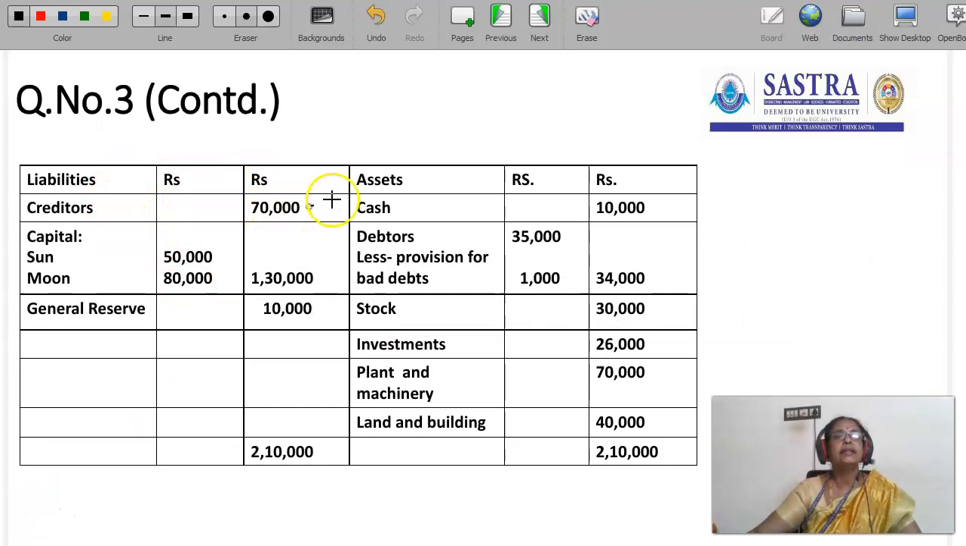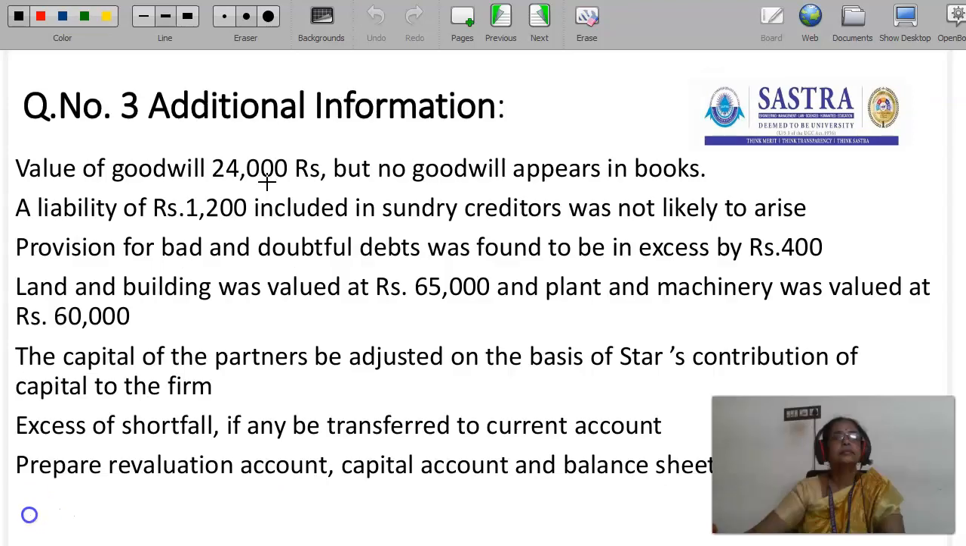Liabilities: creditors 70,000, capital Sun 50,000, Moon 80,000, total 1,30,000, general reserve 30,000. Assets: cash 10,000, debtors minus provision for bad debts 34,000, stock 30,000, investment 26,000, plant and machinery 70,000, land and building 40,000. Total of the balance sheet is 2,10,000. Additional information: value of goodwill 24,000 but no goodwill appears in books.